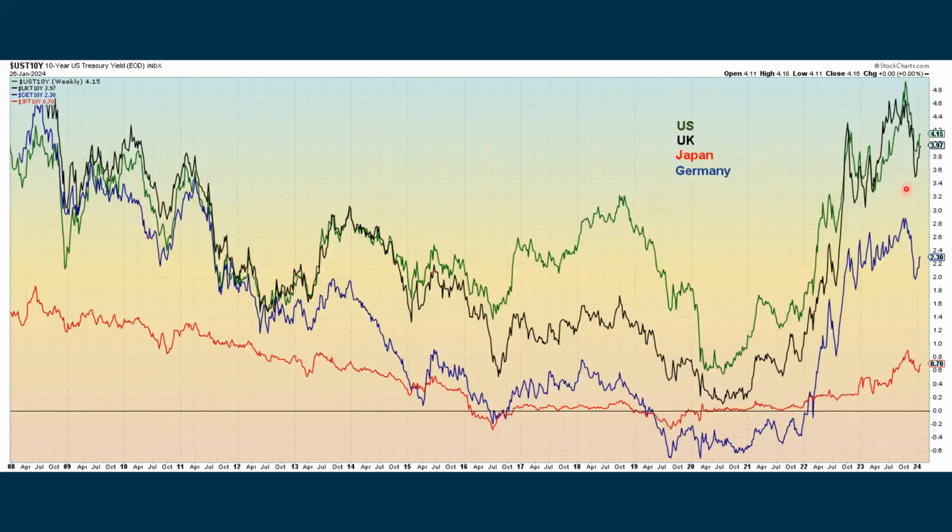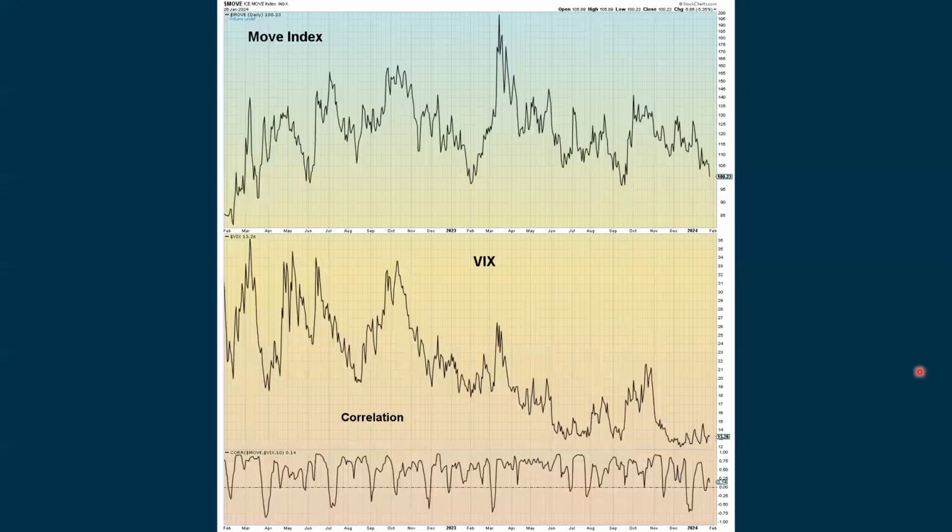This is a weekly chart looking internationally where we're continuing to go up with US and UK rates. German rates are also going up, and we're seeing a bit of an increase in the Japanese rates.